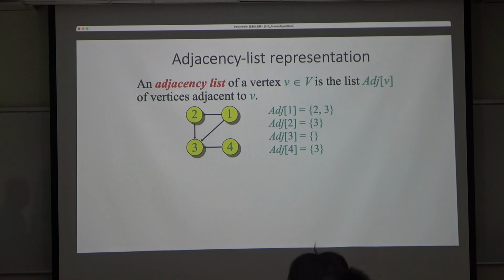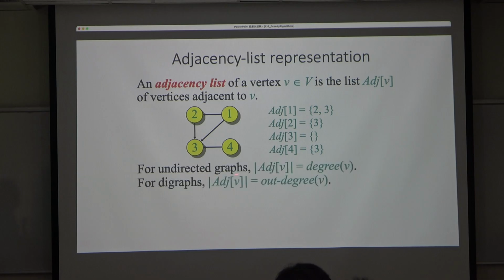For the adjacency list, for each node we represent what it connects to. For example, for 1 we have a link to 2 and a link to 3; for 2 we have a link to 3, and so on. The adjacency list is something like this. For an undirected graph, the size of the adjacency list of a node is the degree of the node. For a directed graph, the size of the list of a node is its out degree.